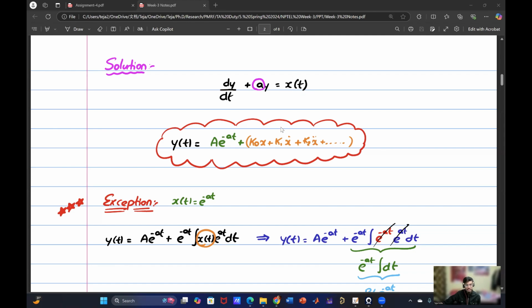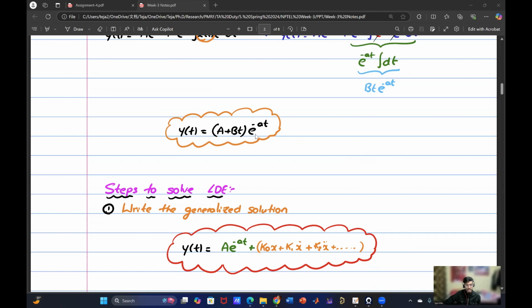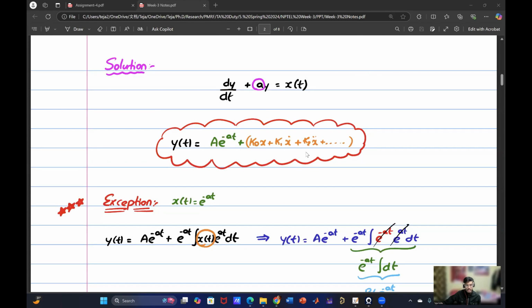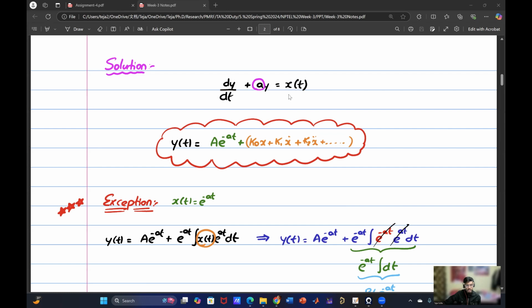There is one exception: when x of t is equal to e to the power minus at, you cannot directly apply the solution. In that case, you have to derive it properly, and then you will get this type of expression. So you can apply this as long as x of t is not e to the power minus at. Only in that particular case do you have to be very careful, because if you differentiate e to the power minus at, you will get an infinite series of e to the power minus at. So this is not properly applicable.